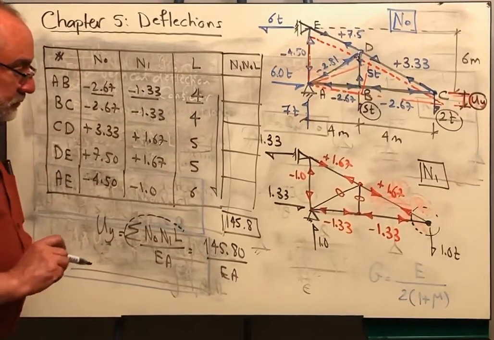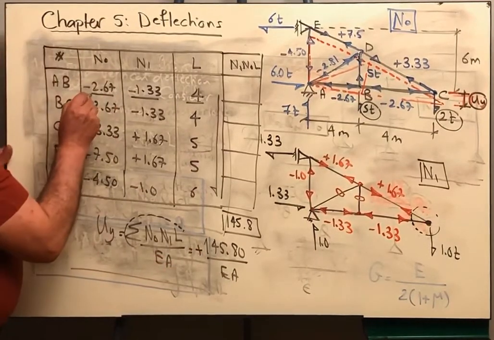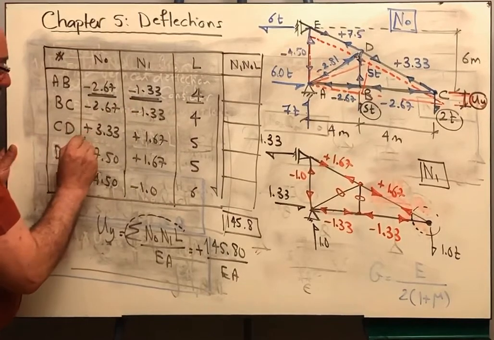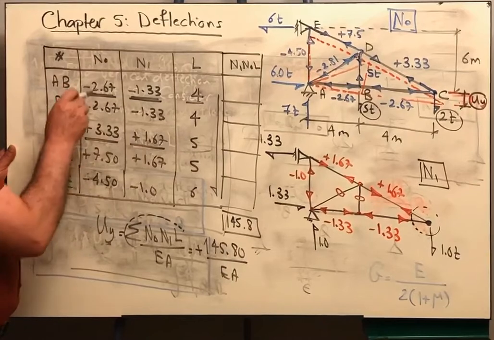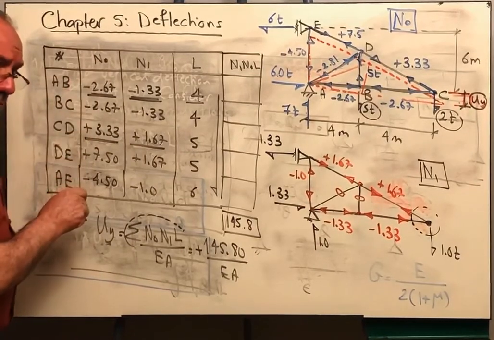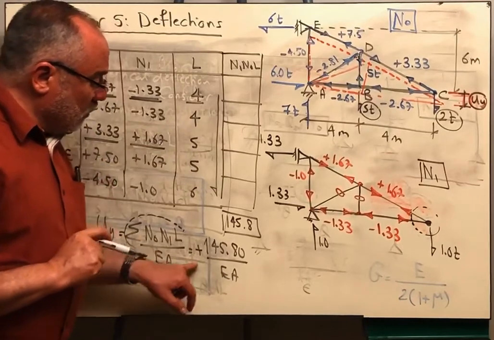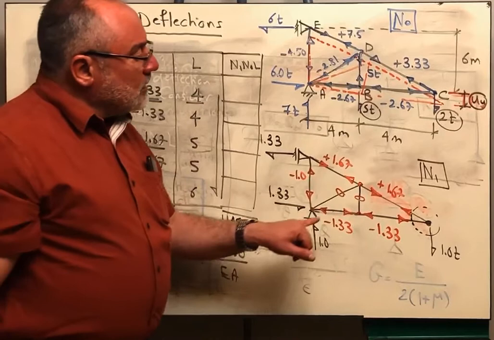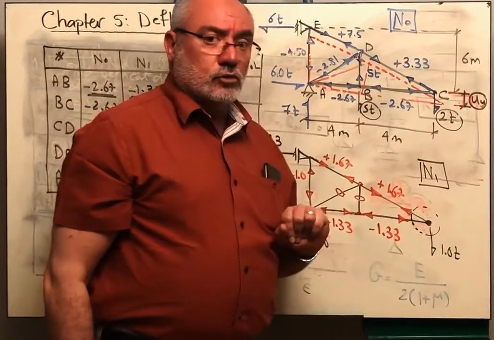Take care. Because you got this positive, you notice that the negative force is corresponding to a negative force here, and the positive force is corresponding to a positive force, so they are all adding up. You are not getting a negative deflection, but you are getting a positive deflection. What does this mean? It means that the deflection at point C is in the same direction of the unit load.